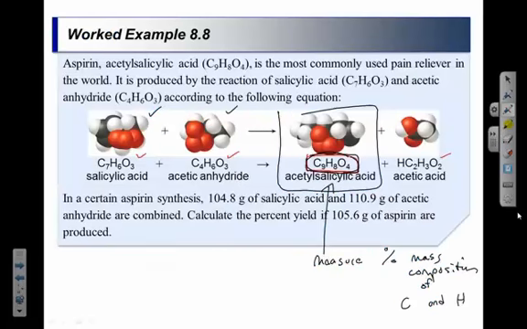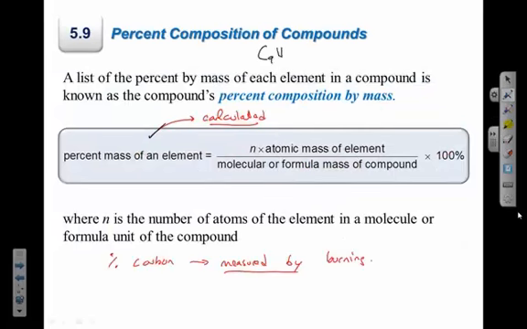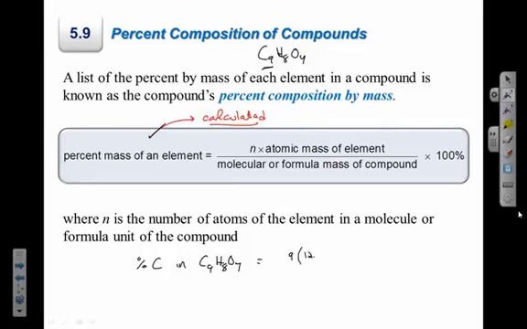So if you had aspirin, which is C9H8O4, how would we figure out what the percent of that is actually carbon? Well, we would use the formula. So if we're looking for the percent carbon in C9H8O4, it's going to be the amount of carbon over the total amount. So how much carbon do I have? I've got 9 carbon atoms, each with a mass of 12.01 AMU, or grams per mole.